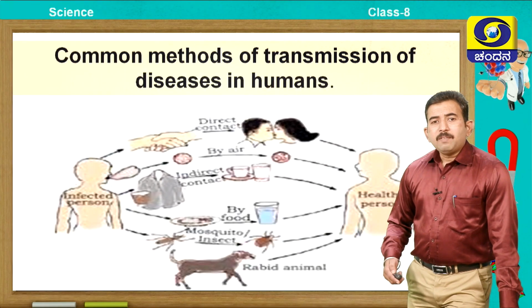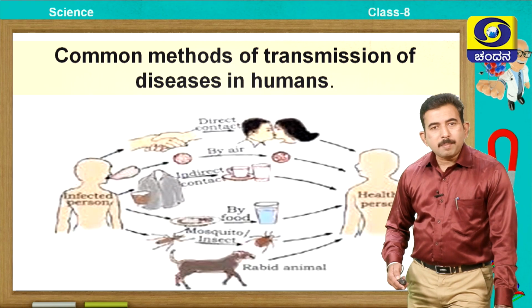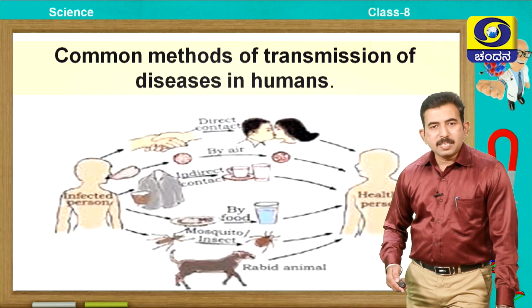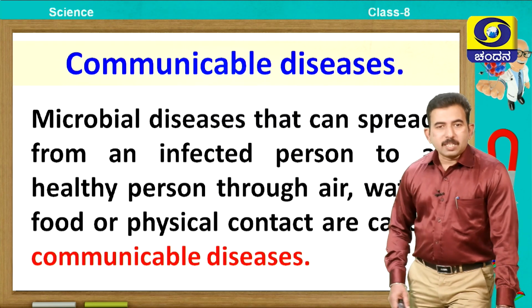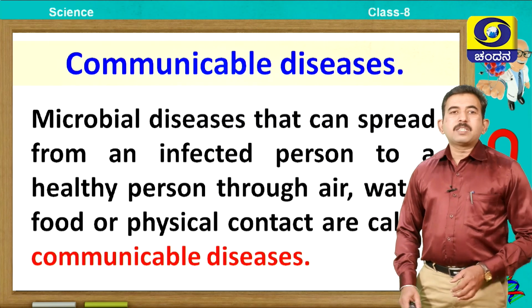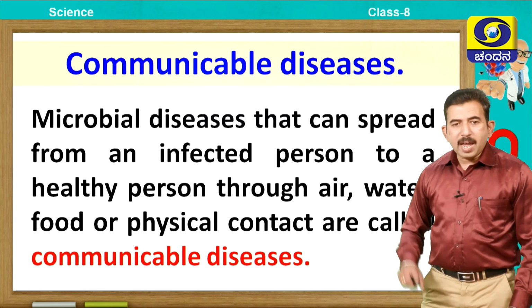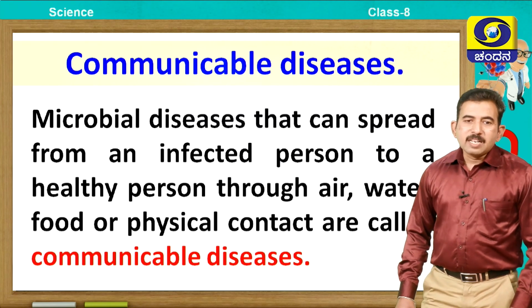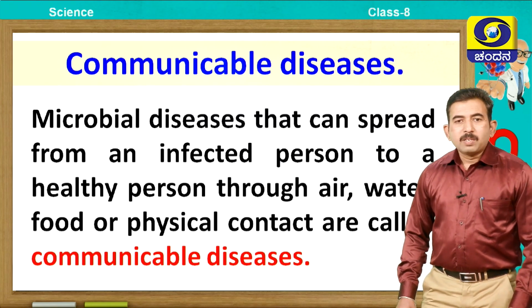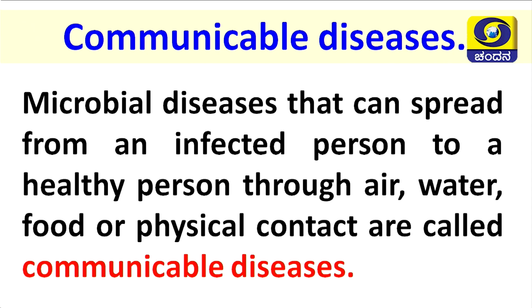Students, first let us discuss the communicable diseases. What are communicable diseases? Yes, you are right. Microbial diseases that can spread from an infected person to a healthy person through air, water, food or physical contact are called communicable diseases. The diseases which are transmitted through the air are called airborne diseases, through water waterborne diseases, through food foodborne diseases.